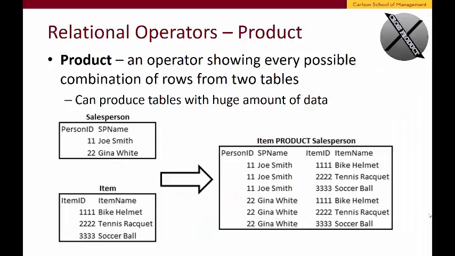The product operator creates a table with all possible combinations of rows from the two tables. With a 2-row salesperson and 3-row item table shown on the left side of the slide, we have the item product salesperson, or item times salesperson table, with 3 times 2 equals 6 rows.